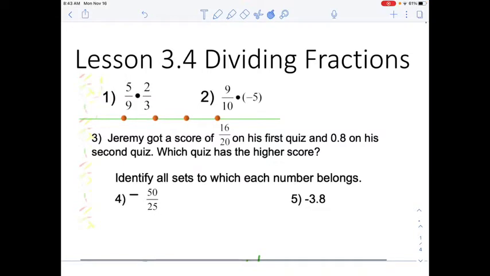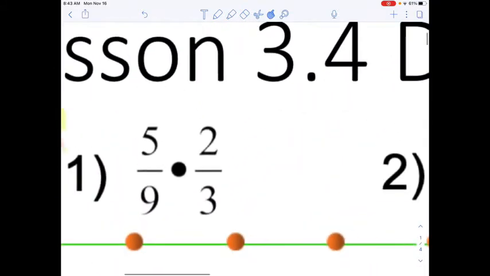These are the warm-ups for lesson 3.4, day 1, dividing fractions. So I would suggest pausing this video here, writing these problems down and solving them. Then we'll go through them together. The first problem is 5/9 times 2/3.